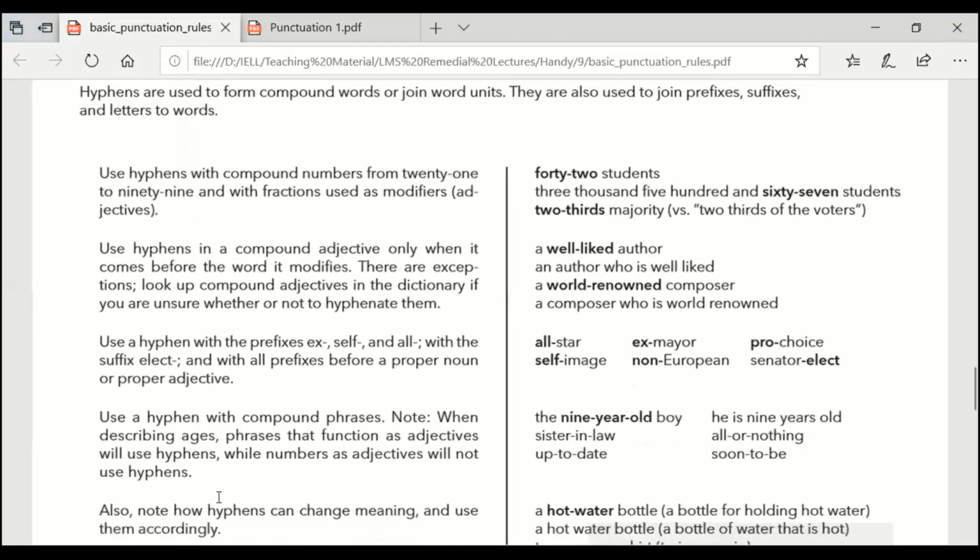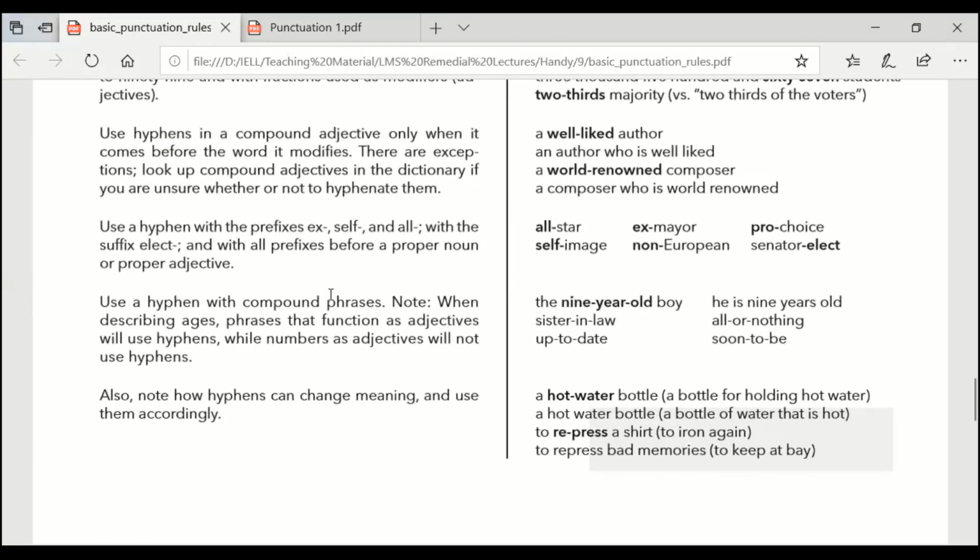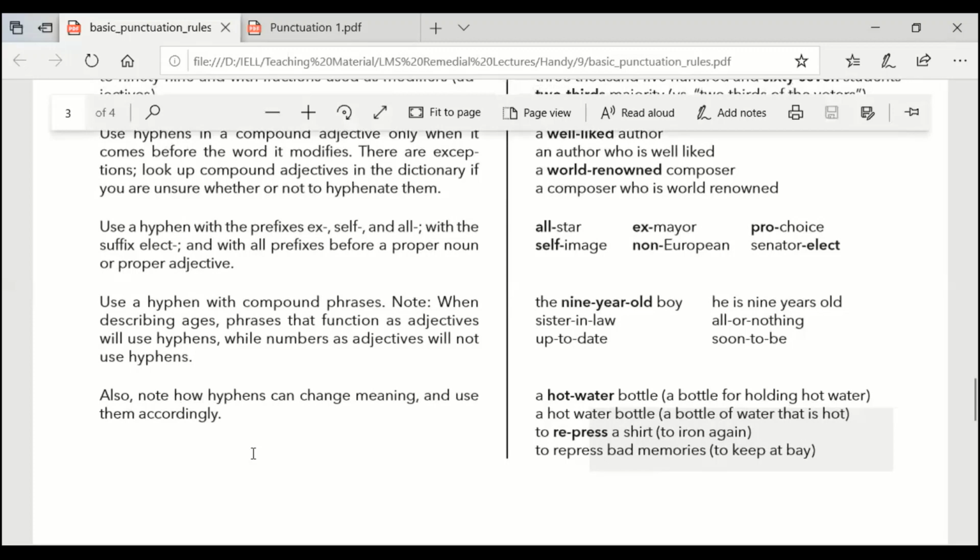We also use hyphens for compound phrases, like here: nine-year-old boy, sister-in-law, up-to-date, soon-to-be. All these structures use a hyphen between them. Also, note how hyphens can change meaning, and use them accordingly.